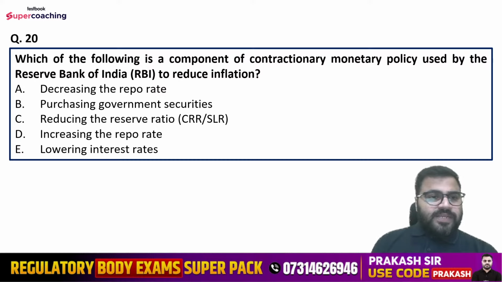Question number 20 is, which of the following is a component of the contractionary monetary policy used by the Reserve Bank of India to reduce inflation? Options are decreasing the repo rate, purchasing government securities, reducing the reserve ratios like CRR and SLR, and increasing the repo rate, lowering interest rates.